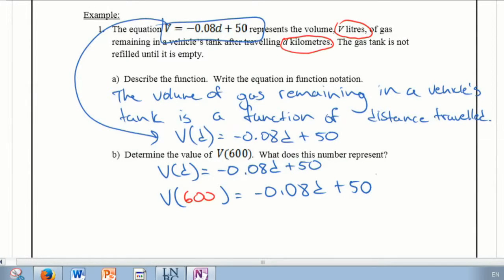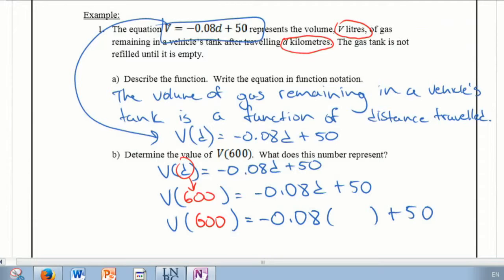All right, so what did I do? Well, I said, okay, I'm going to take that D and I'm going to replace it with 600. So if I do that on the left side of my equation, I should also do it on the right side of my equation. So anywhere I see a D over here, instead of writing it as D, I'm going to write it as 600.